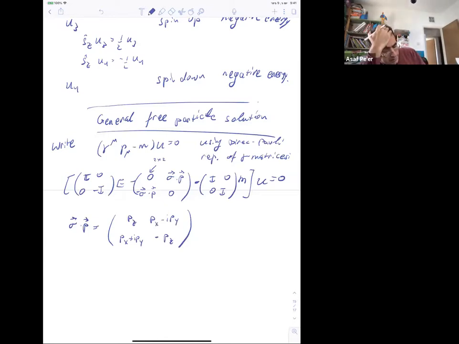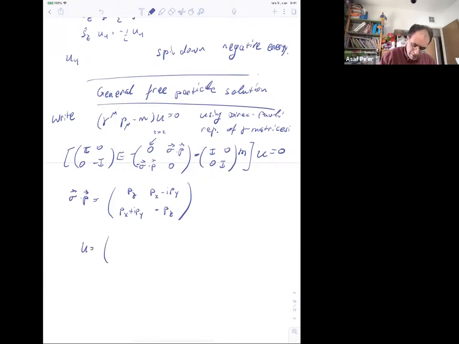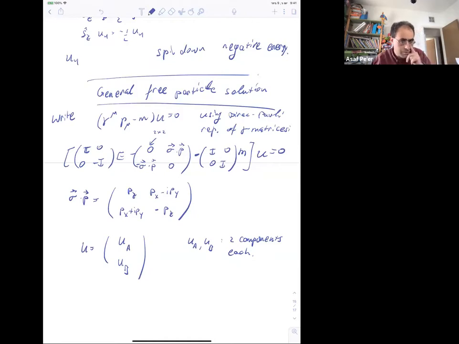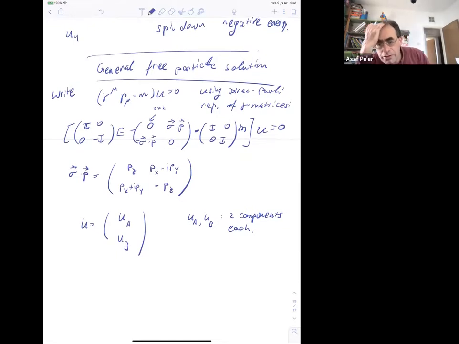Now I can write down the spinor in terms of two-component column vectors, UA and UB. So I'm going to write down U as UA, UB, but UA and UB are two components each. Don't get confused here by the shortened notation.